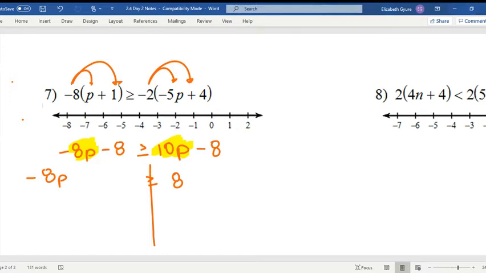All right. So now we're on the other side. We got 10p, I'm sorry, not 8p. It is going to go and become negative 10p. Very good. And then we got this other negative 8 on the other side.